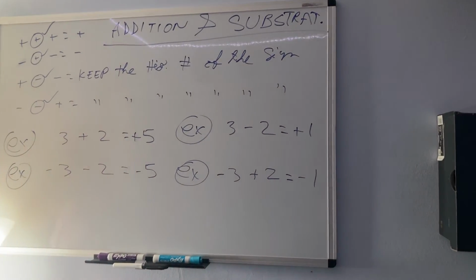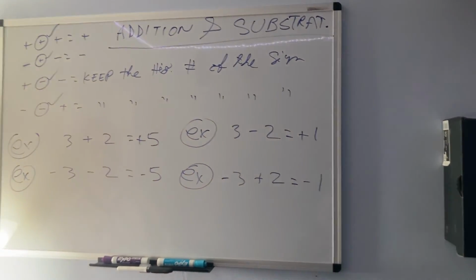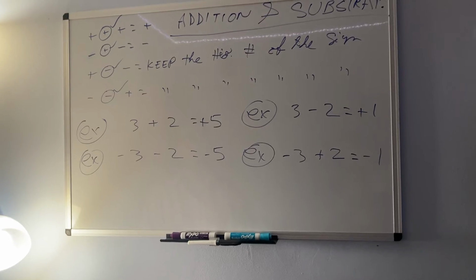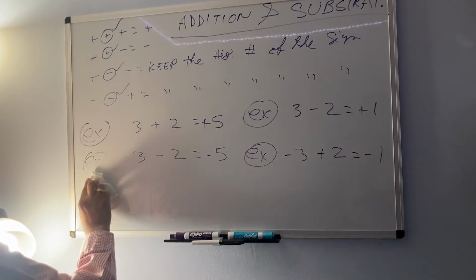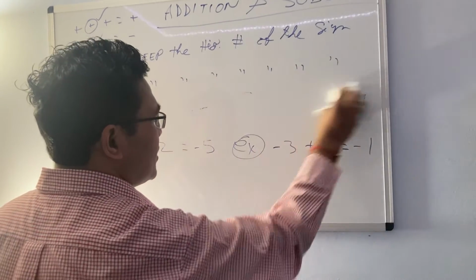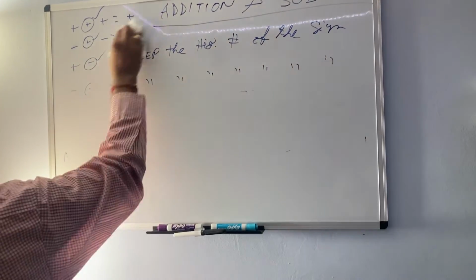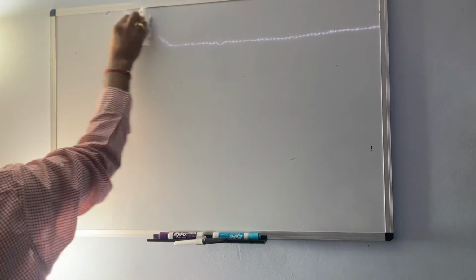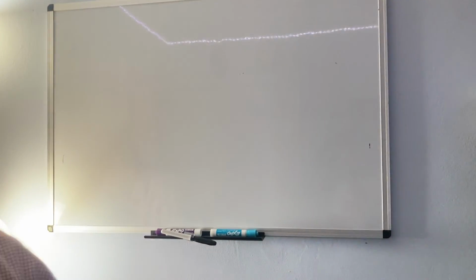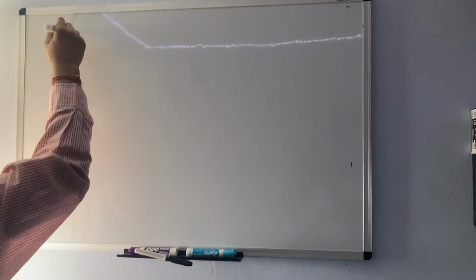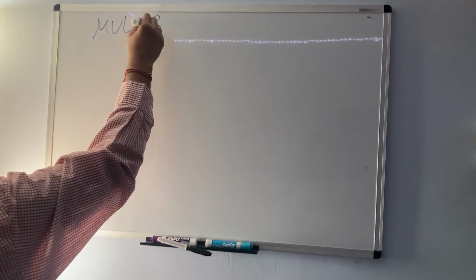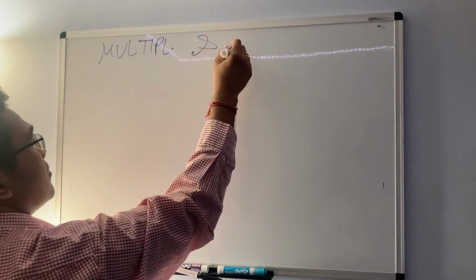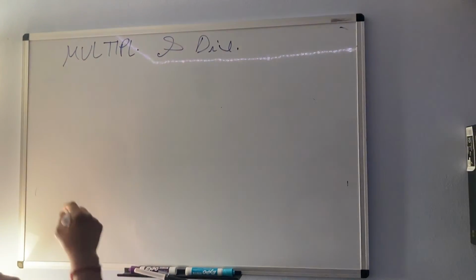Now I'll explain how it works during multiplication and division. It's a different rule during multiplication and division.